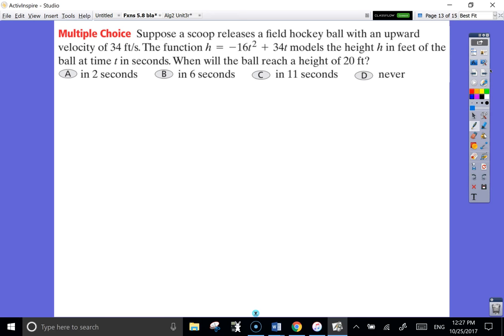So what are they asking us to do with that 20 feet and the equation? Do I plug in the 20 feet here and here? Where's the 20 feet go? It's a height, right? They said it's a height. When does it reach a height of 20? So no, you don't want to plug it in there. Instead, you want to plug it in on the left. So this is going to be 20 equals negative 16 t squared plus 34 t.